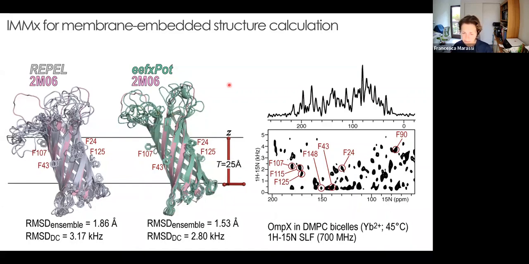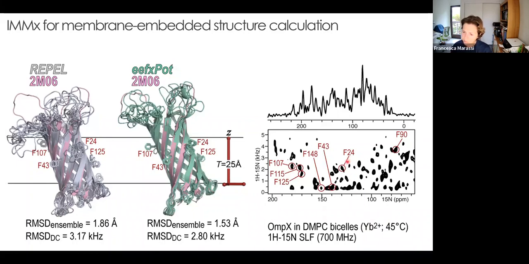The other thing that comes out of these types of calculations is, again, the correlation to experimental data. Now, this spectrum is a separated local field spectrum that we had obtained for OmpX in DMPC bicelles that had been aligned in the magnetic field so that the membrane plane is actually perpendicular to the magnetic field direction by the addition of ytterbium chloride.